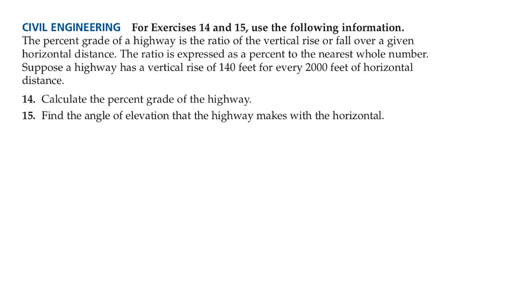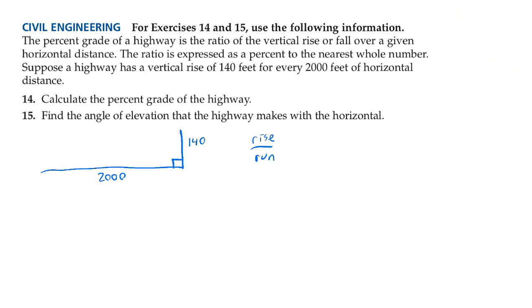Perfect. Okay, civil engineering. For these, use the following information. A percent grade of a highway is the ratio of the vertical rise or fall over a given horizontal distance. So in other words, we have the horizontal and the vertical, so that's aka the slope, right? So the ratio is expressed as a percent to the nearest whole number. Suppose the highway is a vertical rise of 140 feet for every 2,000 feet horizontal distance. What's the percent grade? So it's just rise over run.